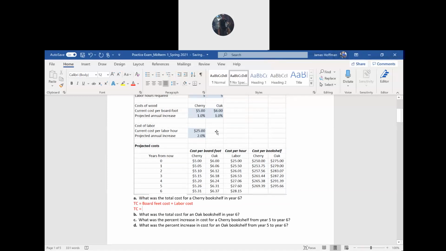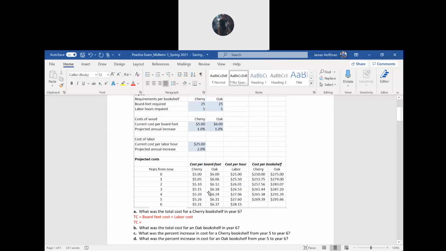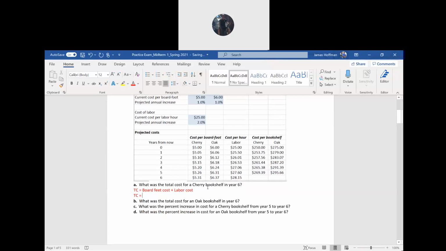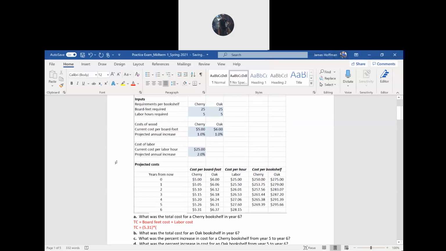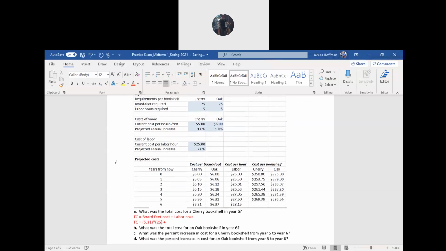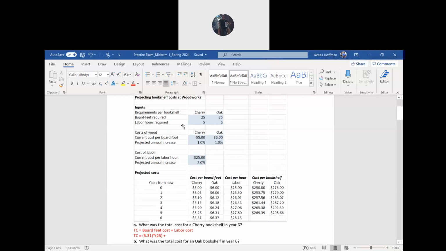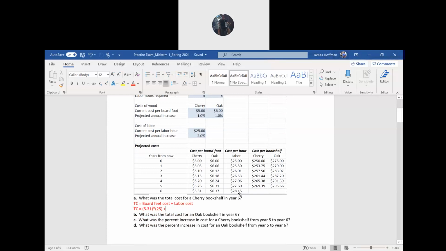Okay, and you can see that each board foot in year 6, due to inflation, costs $5.31. Make a note of how much board feet you need. You need 25 board feet for that. So 25 board feet at $5.31 per board foot, and then you need 5 labor hours at $28.15.